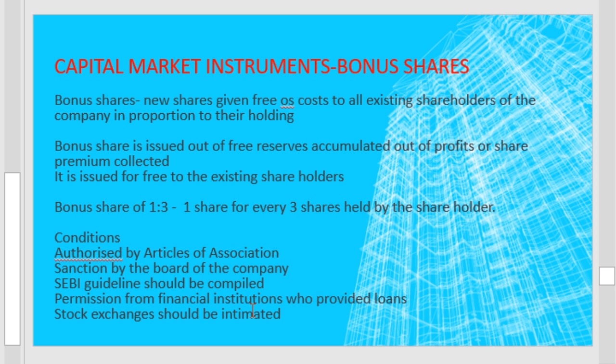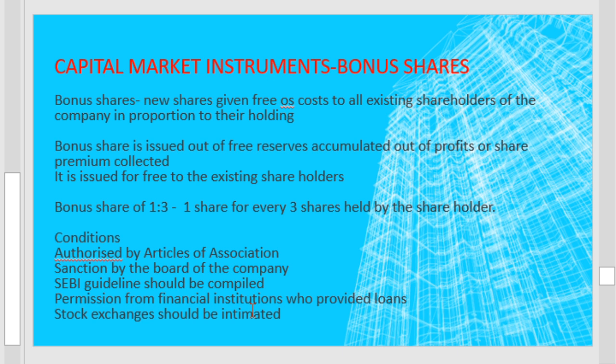A company may issue bonus shares out of the free reserves accumulated out of genuine profits, or out of the accumulated profits of the company. Therefore, it is usually issued free, without any cost. Bonus shares are generally issued by profit-making companies by capitalizing the free reserves, and in order to issue bonus shares the company must fulfill certain conditions.